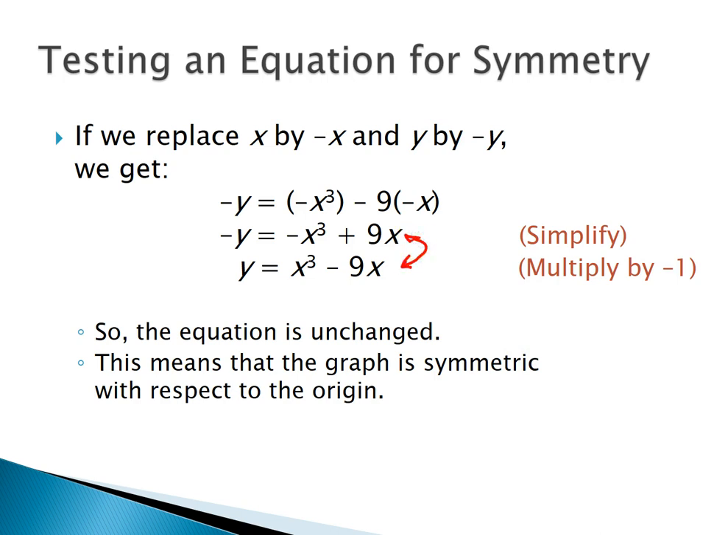these two things, if I divide by a negative 1, I wind up getting this, and this is the original function. This is what we started with, which means the equation is unchanged, which means the graph is symmetric with respect to the origin.